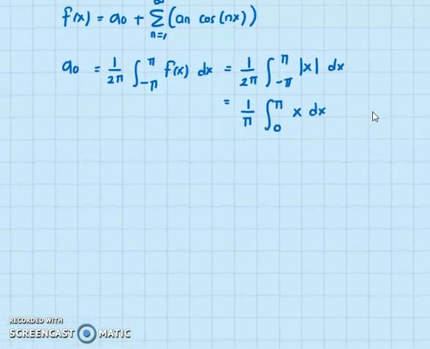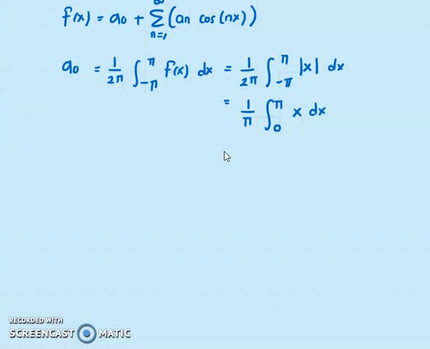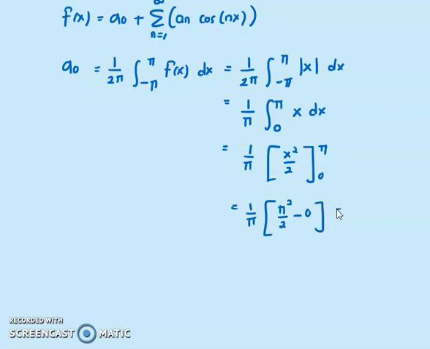I hope you're with me. So now we have to integrate over this interval here. So we have x squared over 2 from 0 to pi. This will leave you with pi squared over 2 minus 0, which is pi over 2.